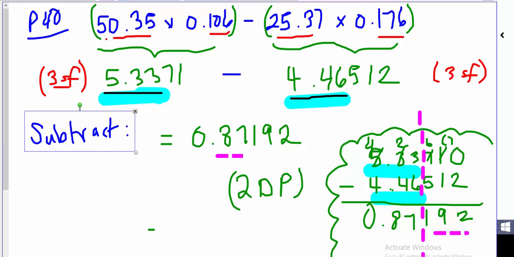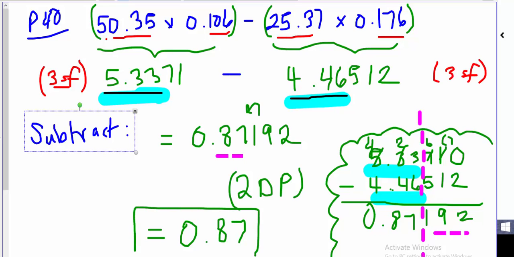So my final answer here with 2 decimal places and therefore 2 significant figures is 0.87. The 1 is not great enough to round that 7 up, and so I'm going to leave it like that.